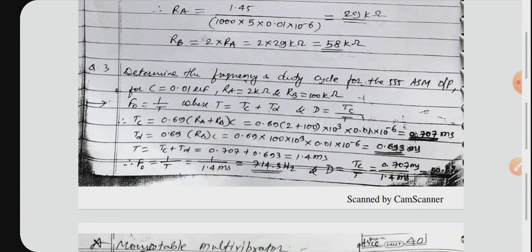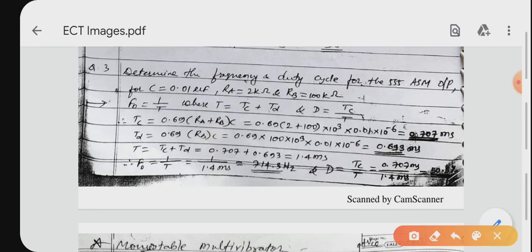In the previous case, whenever it is asked to design the circuit, component values are not given. You have to find out the component values. Here component values are given, and what is asked? Determine the frequency and duty cycle. In the previous problem, frequency and duty cycle were given. Here frequency and duty cycle you have to calculate. Other component values are given. So such kind of problems can also be asked.